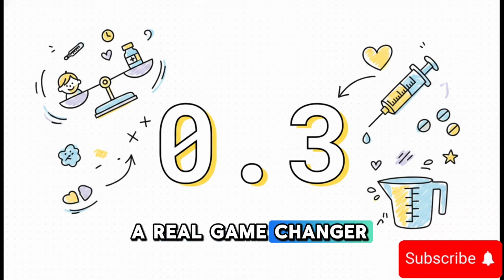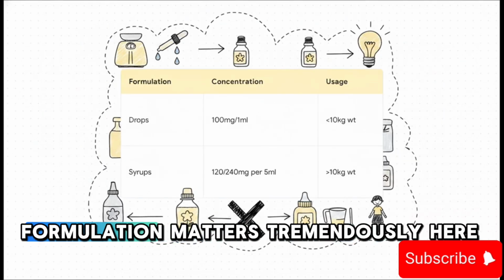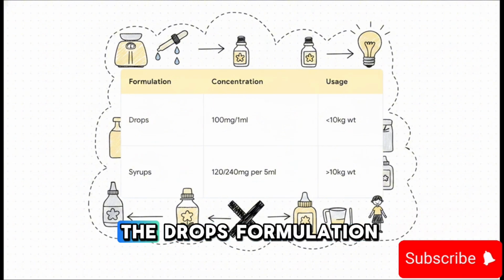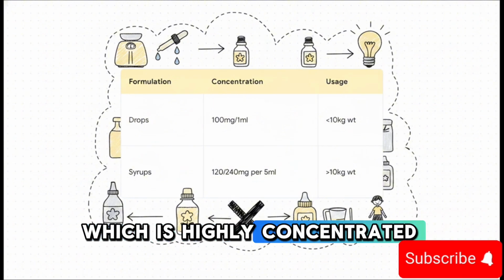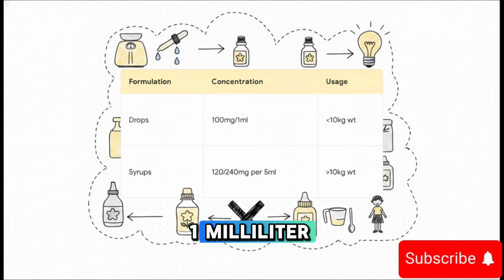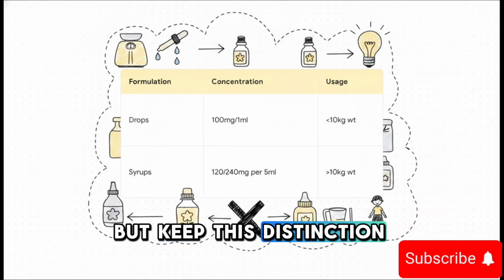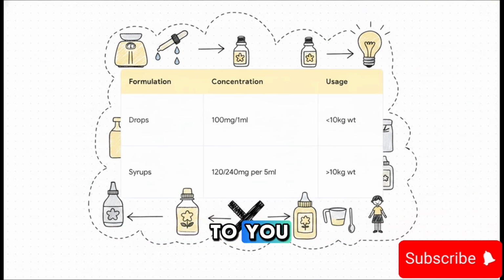A real game changer. Now, that being said, formulation matters tremendously here. For tiny patients weighing less than 10 kilograms, you absolutely must use the drops formulation, which is highly concentrated at 100 milligrams per 1 milliliter. For older or heavier kids over 10 kilos, you step up to standard syrups, and those usually come in 120 or 240 milligrams per 5 milliliters. Mixing these two up is a classic medication error. It happens, but keep this distinction firmly locked in your mind so it doesn't happen to you.